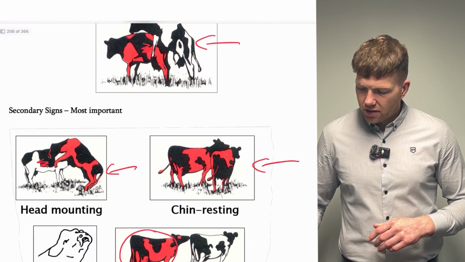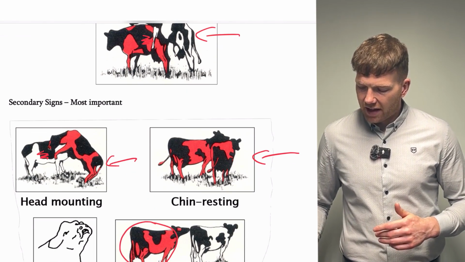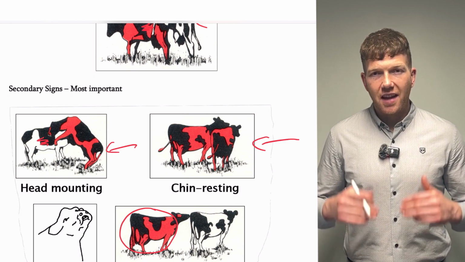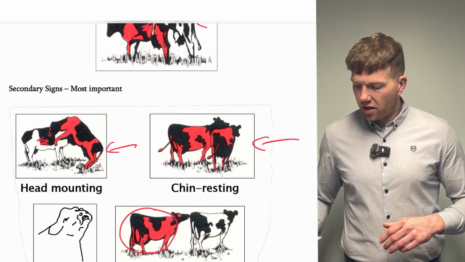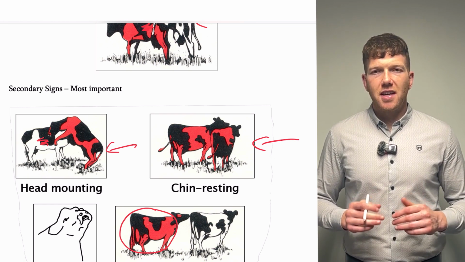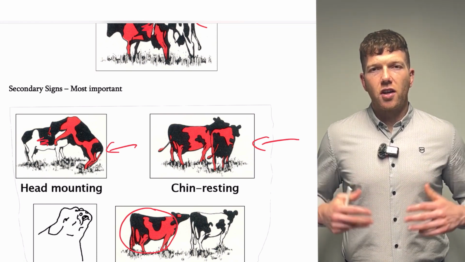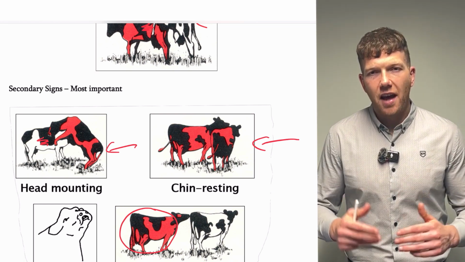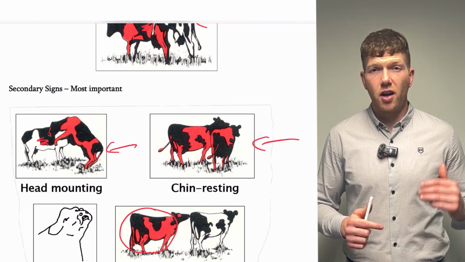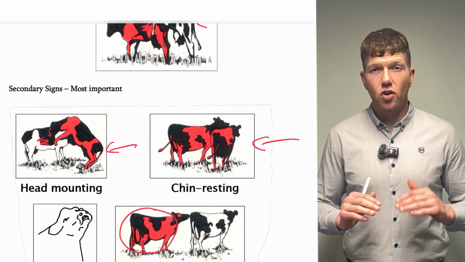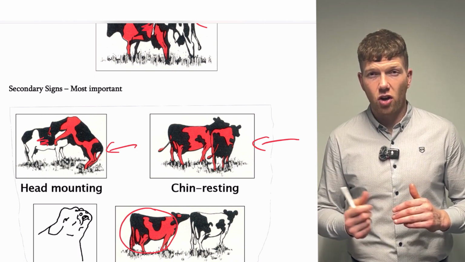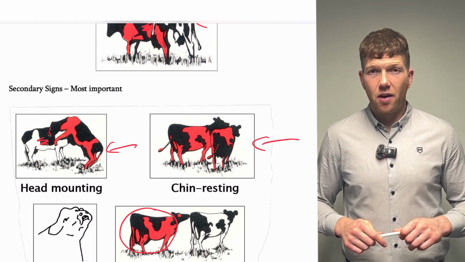Secondary signs, and sometimes the head mounting, but if they're kind of head mounting, they're the ones that are in heat. There's also chin resting, the two of them might be in heat there as well. Sometimes what you might see is like dirt on the flanks. That would show that they have been mounted. Or there might be a cut on their hind quarters. There's cuts there to show that they've been mounted, and there's been a friction and it can cause cuts. That would show that a cow is in heat.